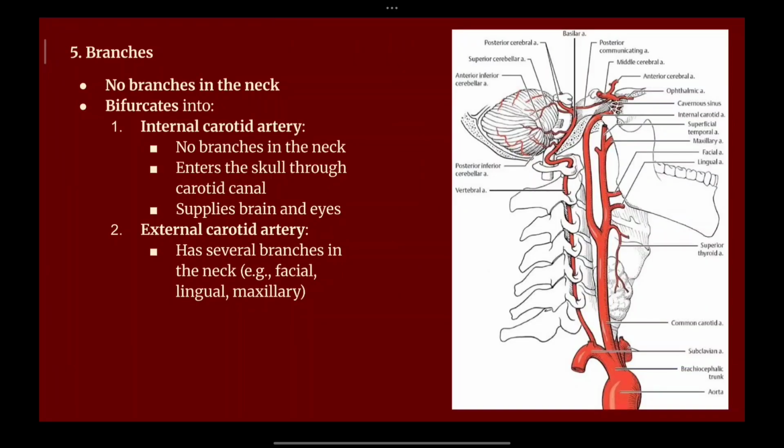Now the branches of the common carotid artery. We have already seen that it majorly bifurcates into two different carotid arteries, the internal and external. The internal carotid arteries have no branches in the neck, but directly enter the skull through the carotid canal and supply blood to the brain as well as the eyes. Whereas the external carotid artery has various branches like the facial artery, lingual artery, and maxillary artery. As the name says, facial is for the face, lingual for the tongue, and maxillary for the maxilla. So it branches out and supplies blood to the facial region and neck region.